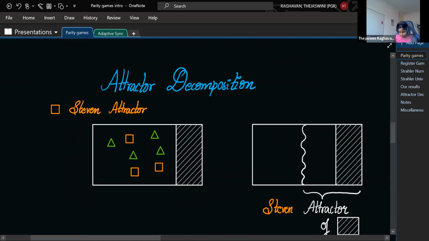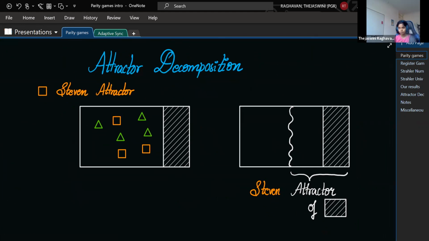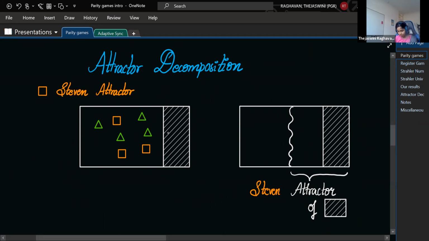To show that every parity game has an underlying tree structure, I'm going to define something first, and that is what I would call an attractor decomposition. Before that, I want to define what an attractor is, and I think this is a very natural concept in any game played on a graph. Here you have a set, the striped set over here, which I'll be referring to.